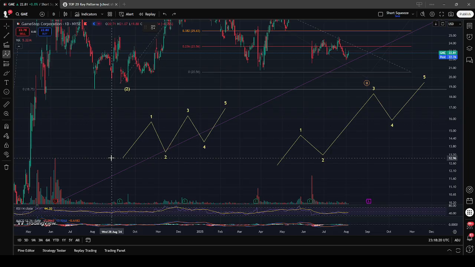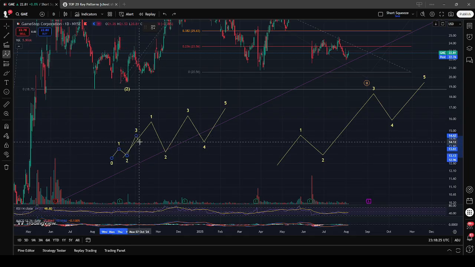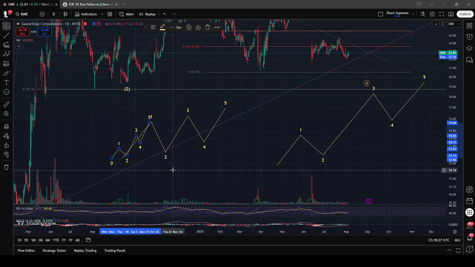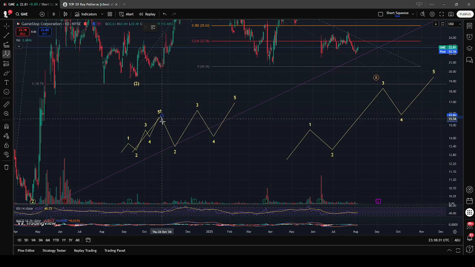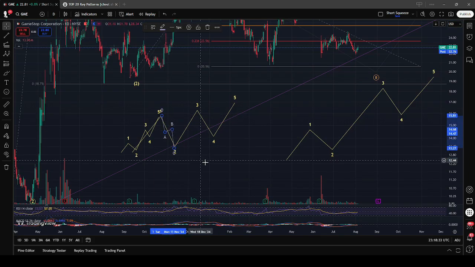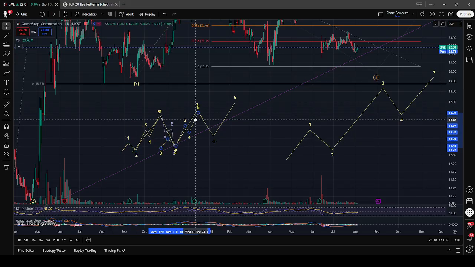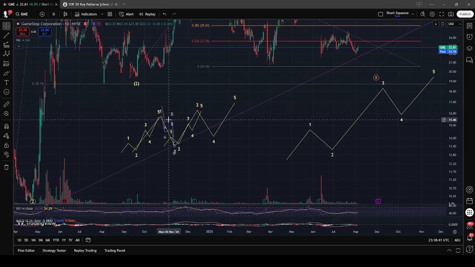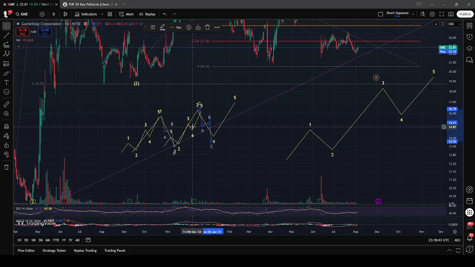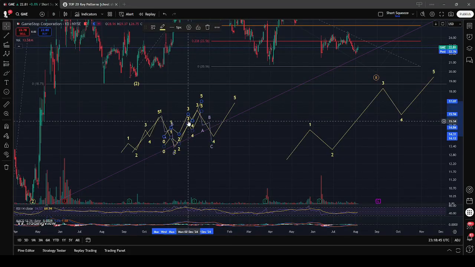either a 1, 2, 3, 4, 5 into a 1BC into a 1, 2, 3, 4, 5 into an ABC into a 1, 2, 3, 4, 5.